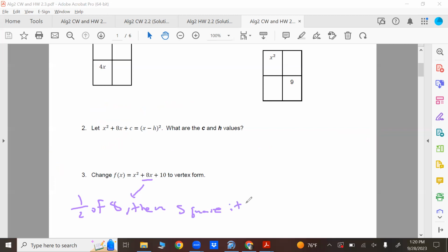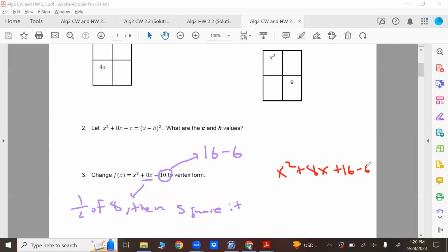Then squared. What's half of 8 then squared? 16. Good. Excellent. So what you're going to do is change this to 16 minus 6. So we're going to write this now: x squared plus 8x plus 16 minus 6. Is that the same thing as the original equation? Yeah, because 16 minus 6 is 10, right?